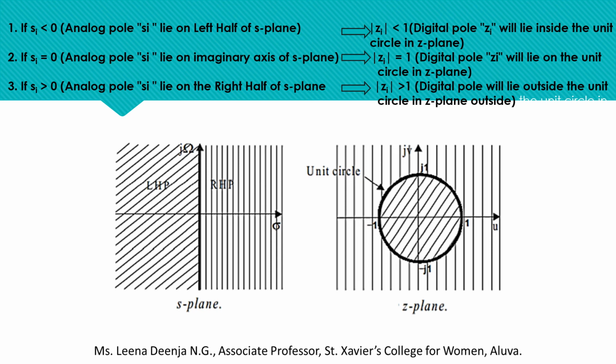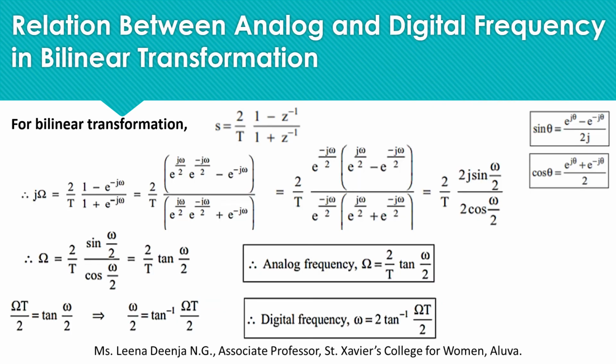The stability of the filter is associated with the location of poles. We know that for a stable analog filter, the pole should lie on the left half of the S-plane. In bilinear transformation, the points on left half of the S-plane are mapped as the points inside the unit circle in Z-plane. Hence, for stability of the digital filter, the digital pole should lie inside the unit circle in Z-plane.